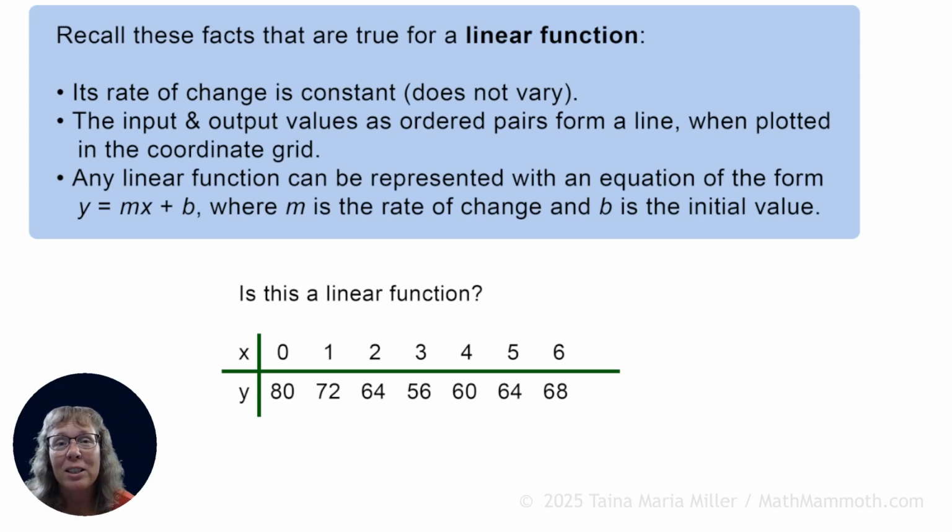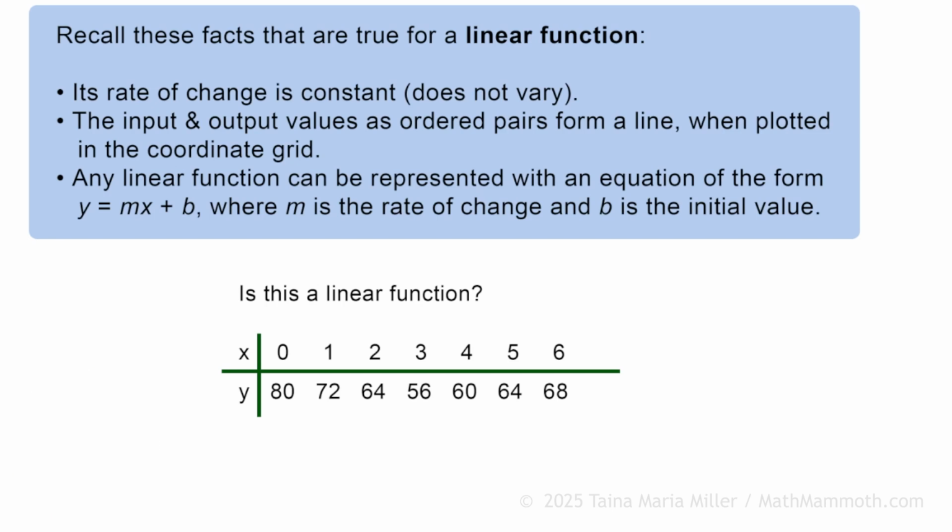In this video, we're going to look at linear versus nonlinear functions. We've already studied linear functions quite a bit. Let's review now the basic properties, basic features of linear functions. For a linear function, its rate of change is constant, okay? Does not vary. And the input and output values as ordered pairs form a line when you plot them in the coordinate grid. That makes it easy to spot linear versus nonlinear functions. You just look at the graph. Is it a line or not?